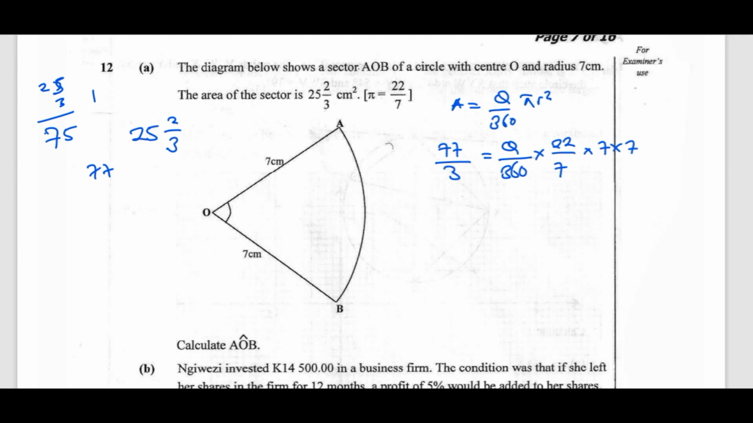So what are we going to do here? You can reduce it to the lowest term. So we'd say 2 into 22, that is 11. 2 into 360, that is 180. When you reach that stage, 7 into 7, what are we going to remain with? So we'll say 77 over 3 is equal to theta over 180 times 11, and then times 7 there.